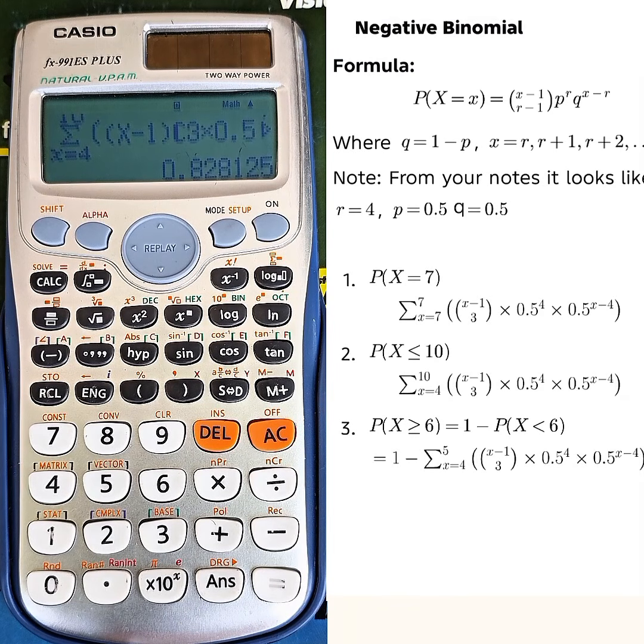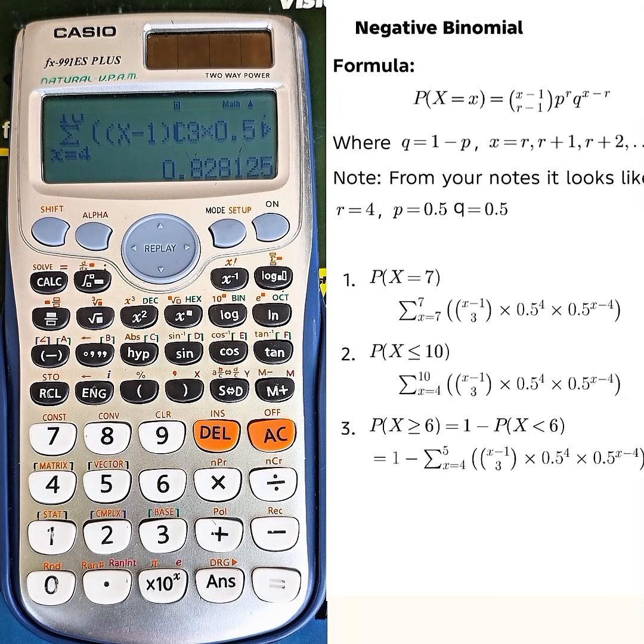Now for Roman figure 3, at least 6 tests. You know that the value of x starts from r to infinity. So now it is saying at least 6 tests. That means the probability that x is greater than or equal to 6, which means from 6 above. Now it is infinity, so you cannot get the value of infinity. So all you have to do is to use the other way around.